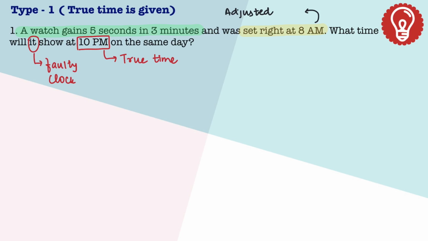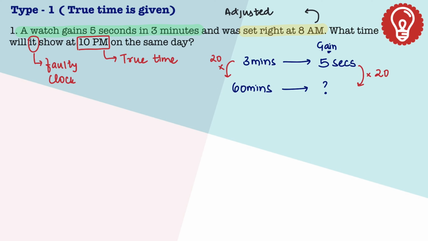So this clock here, in 3 minutes, this will gain 5 seconds. And let's find out how much will this clock gain in 60 minutes, right? Now to do this, I can multiply 3 with 20. That's how I get 60. So multiply 5 also with 20, and that is 100 seconds. So this clock gains 100 seconds. Or I can say this clock gains 100 seconds in 1 hour. So far, so good.